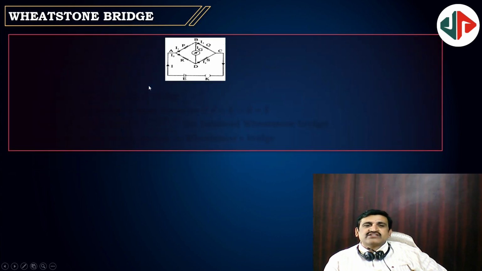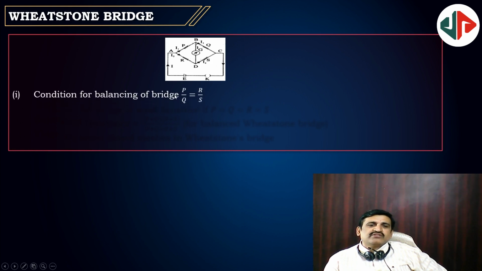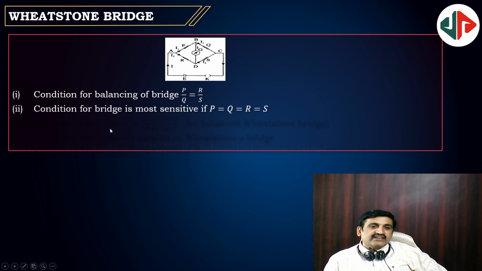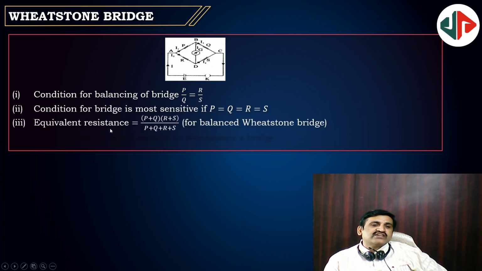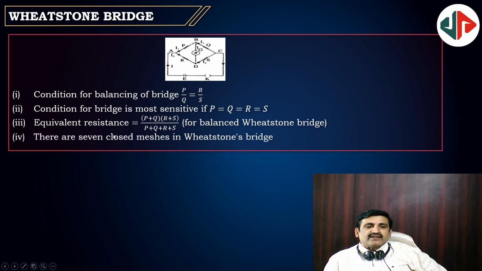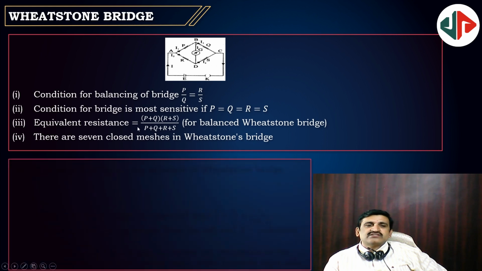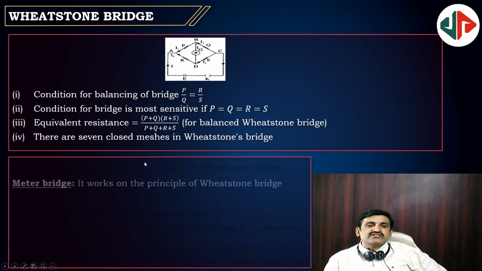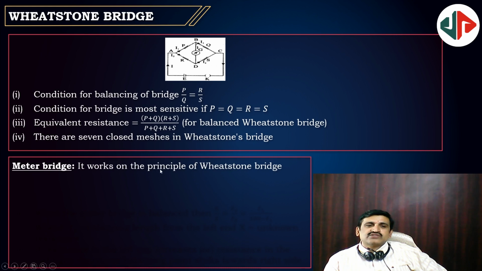Wheatstone bridge, application of Kirchhoff laws to this picture is Wheatstone bridge. Balancing condition is P by Q equal to R by S. And if P equals Q equals R equals S, then the bridge will be most sensitive. That means 50 centimeters balancing it actually, but it will be most sensitive. Equivalent resistance is R1 R2 by R1 plus R2, that is P plus Q times R plus S by P plus Q plus R plus S when bridge is balanced. Otherwise, this is not equivalent. There are 7 closed meshes in a Wheatstone bridge, so you have to write 7 equations to solve other things.